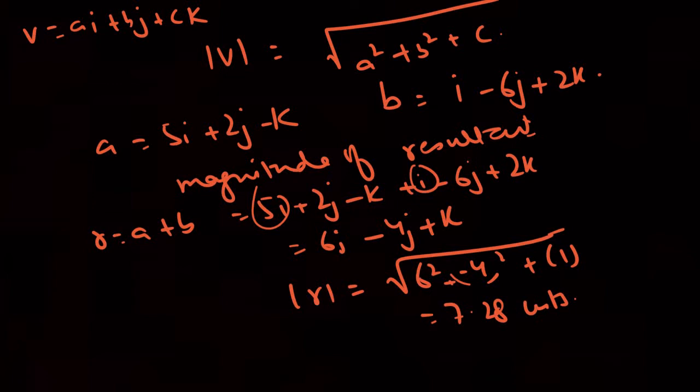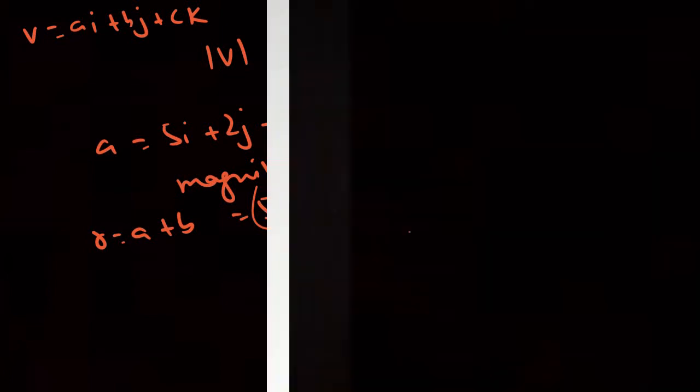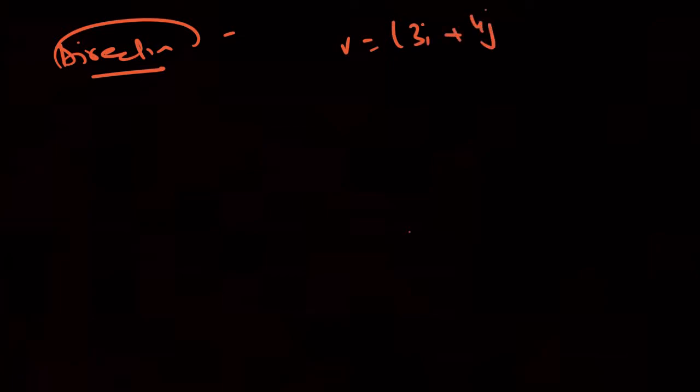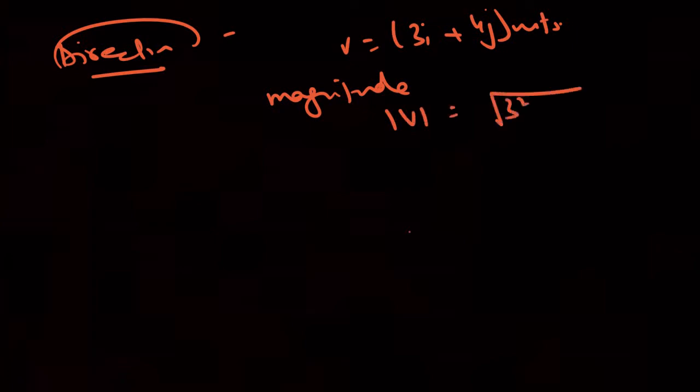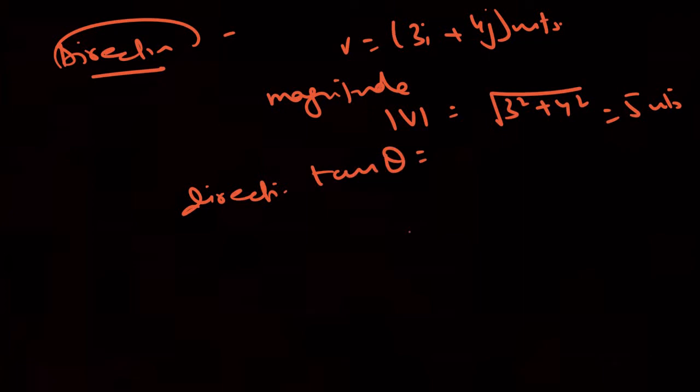Okay, now what do we have to do when we have to find a direction? When we have to find a direction, what do we have to do? So for example, they say that the vector is given 3i plus 4j units. So they are asking what is the magnitude. So first of all, the magnitude would be root of 3 square plus 4 square, that is equal to 5 units. For direction, you have to take the value of tangent. So tangent theta is what?